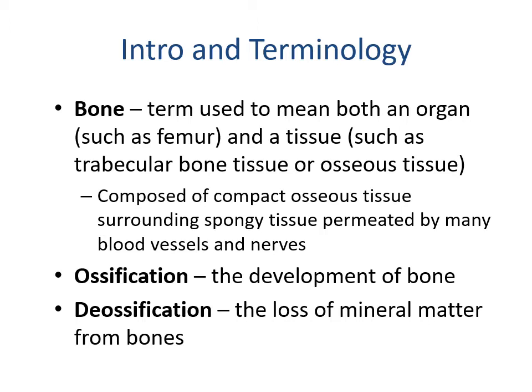So bone, this is what we use to mean both the organ, such as the femur, but then also specific tissue, such as trabecular bone tissue or osseous tissue. And so this is composed of compact or osseous tissue surrounding a spongy tissue that's been permeated by blood vessels and nerves. So again, you have the outer layer of bone that you're familiar with, but when we say bone tissue, we're actually referring to that much more metabolically active tissue underneath, where we have the blood vessels and nerves. So ossification is the development of bone, and deossification is the loss of mineral matter from bone.